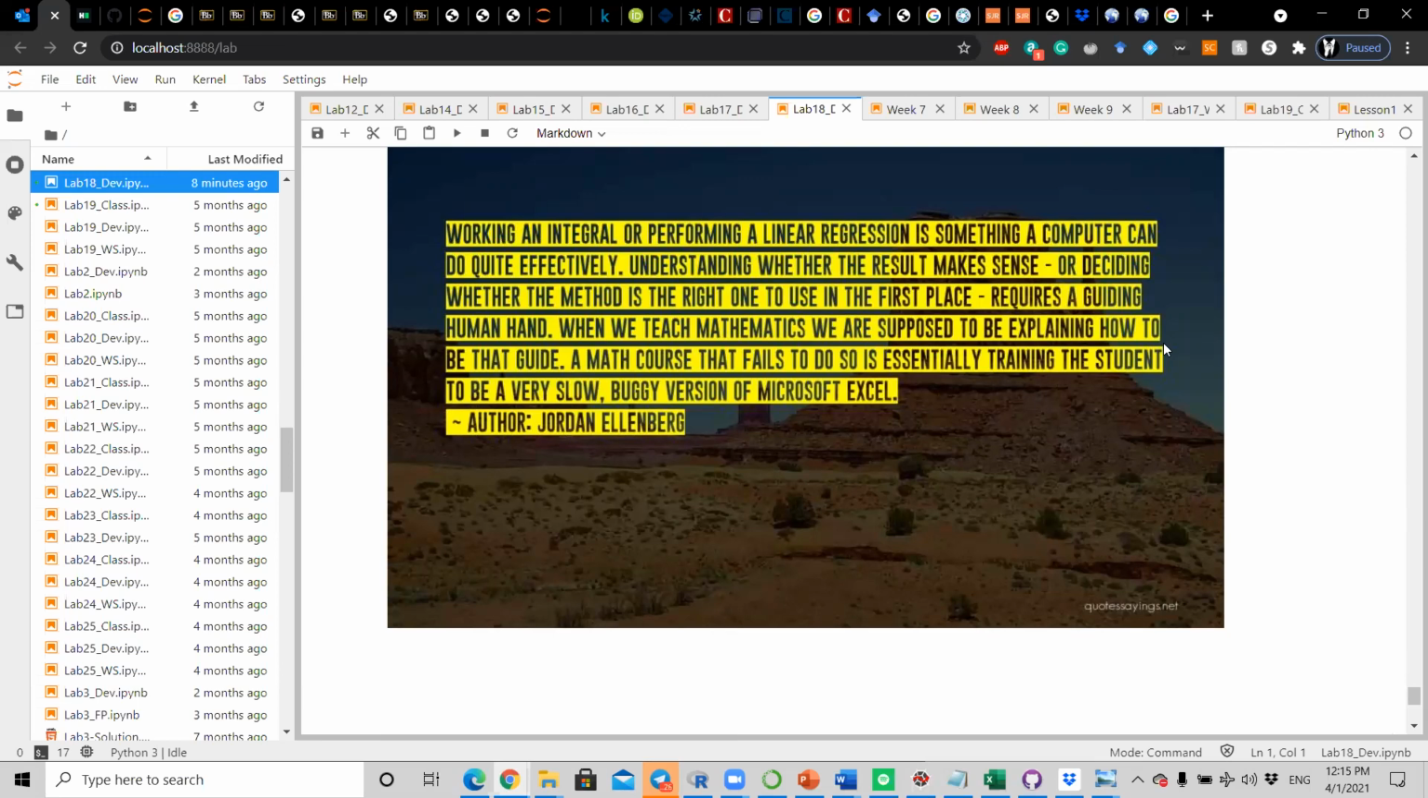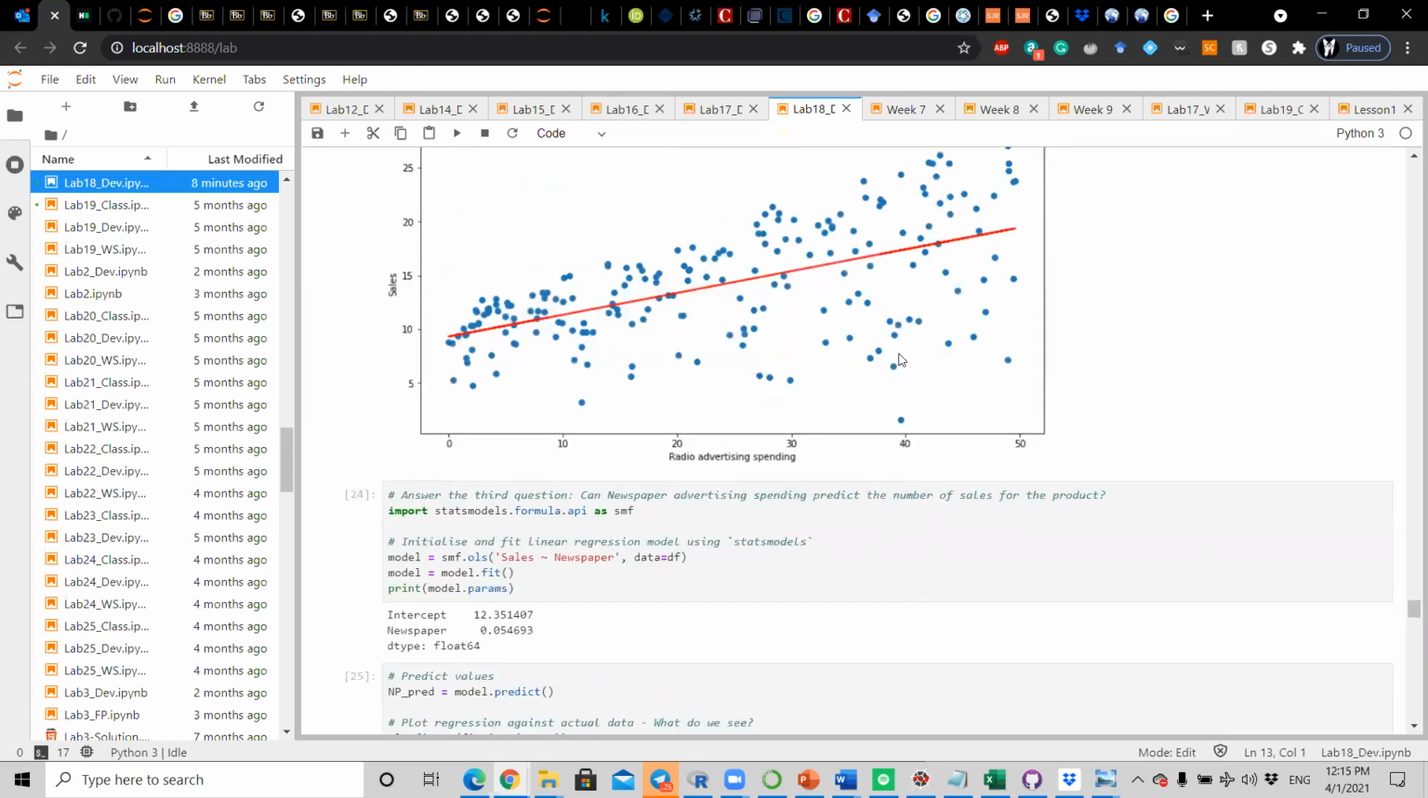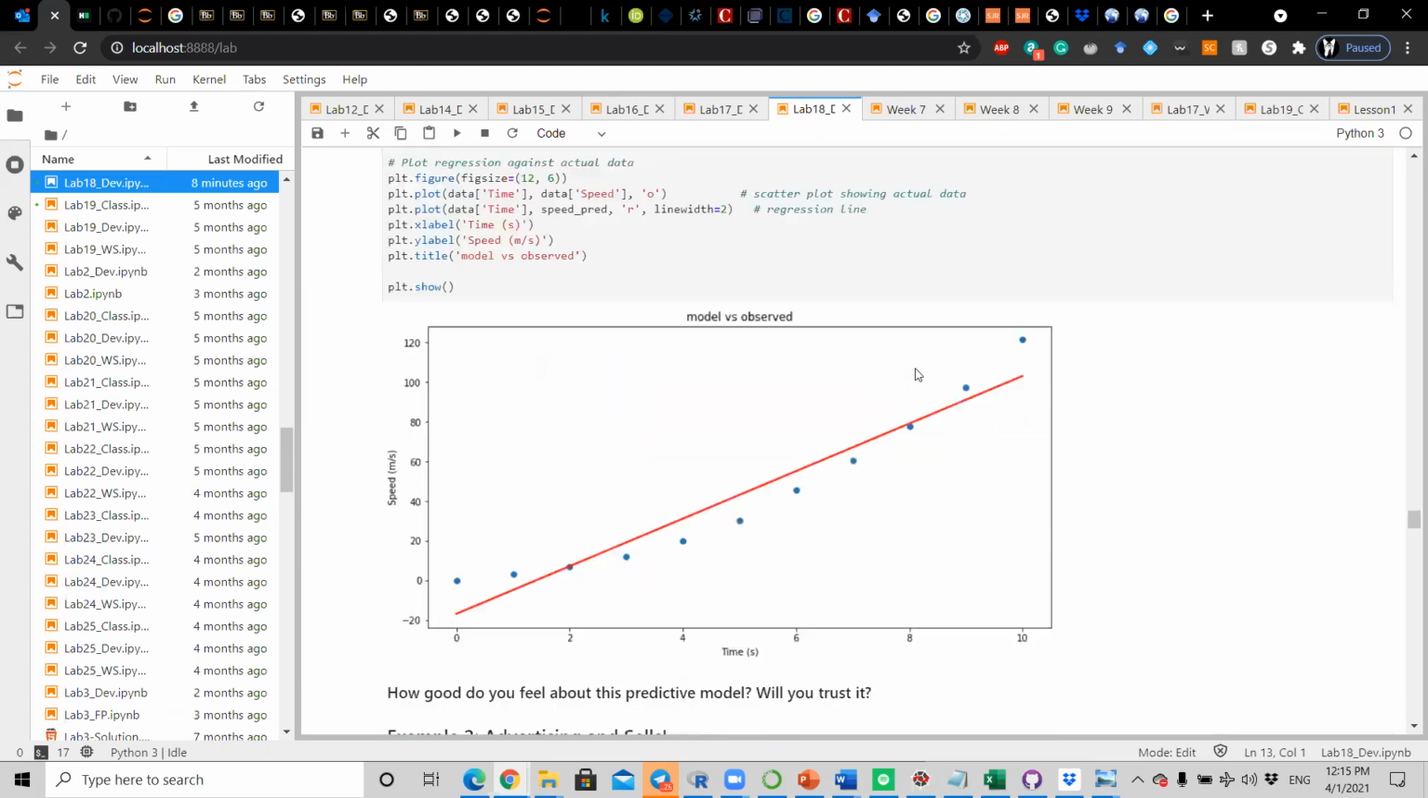Now, after this, do you feel comfortable about what happened in the first example and how we interpreted the results of this linear regression model? Give me a yes in the chat box so that I can move on. Yes. Okay.